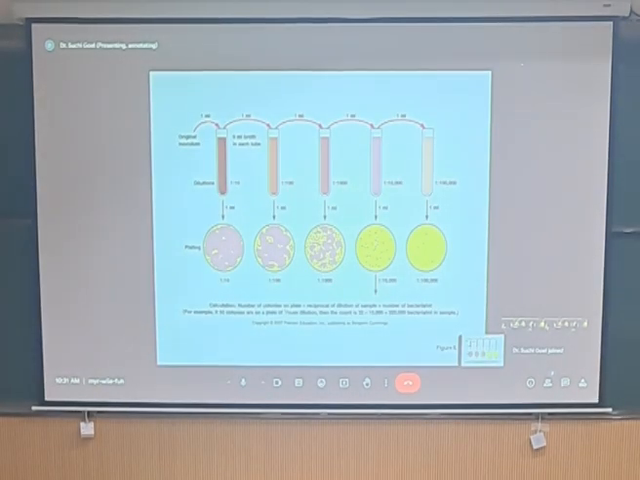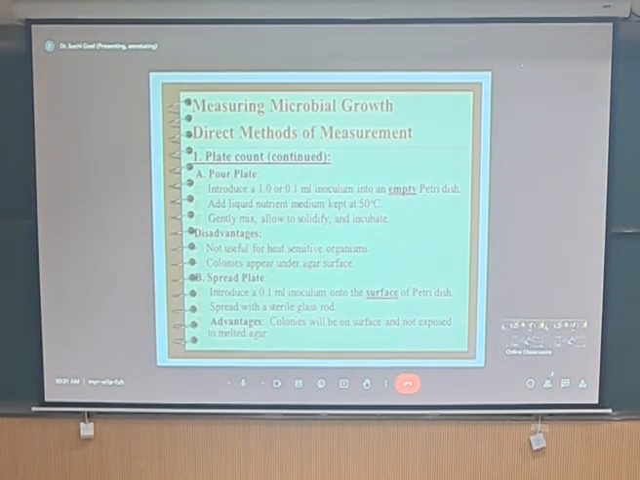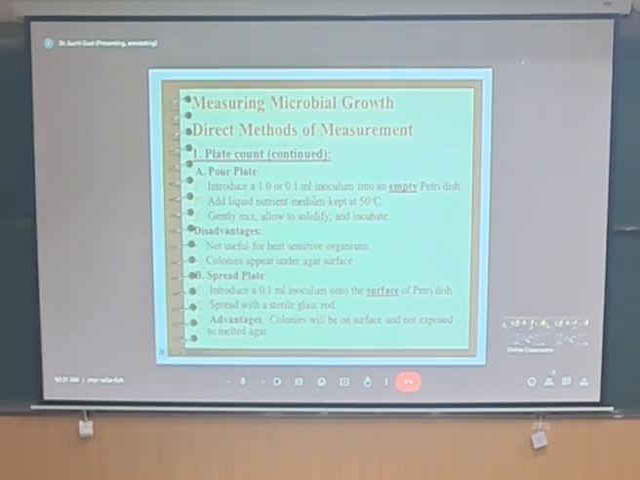So that's a serial dilution. And how can you do that? That's the pour plate method. People do not normally use it, but that was an older method which was developed. I will explain it to you, and then the other one is the spread plate method. What is a pour plate method? We do not follow this, but you should know this.